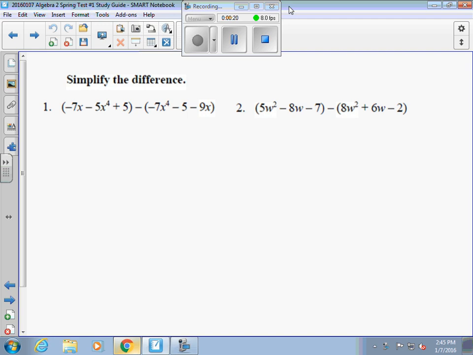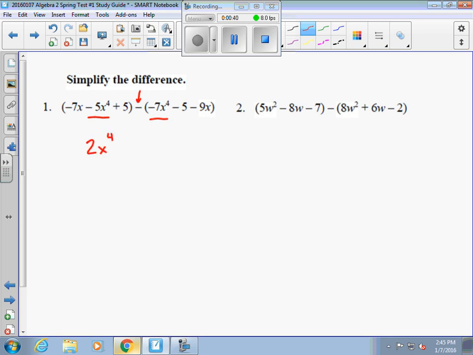Remember, start with the largest degree, the biggest exponent. In this case, it's the fourth power. Negative 5x to the fourth minus negative 7x to the fourth minus a negative. Remember what that means? That means plus a positive. So negative 5 plus 7 is positive 2x to the fourth.